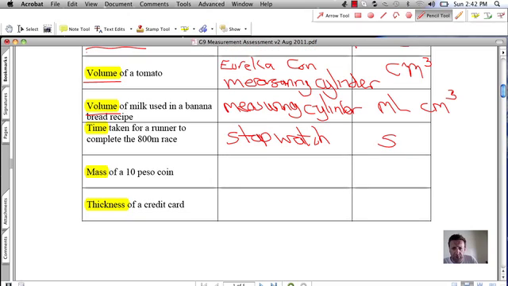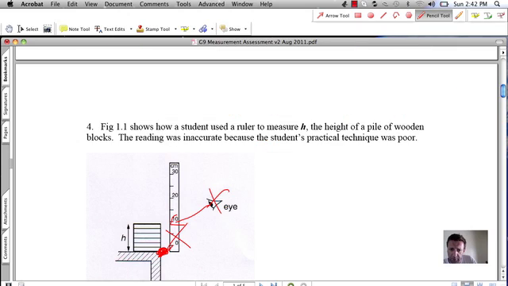Mass of a 10 peso coin, really, it's a pretty small mass.